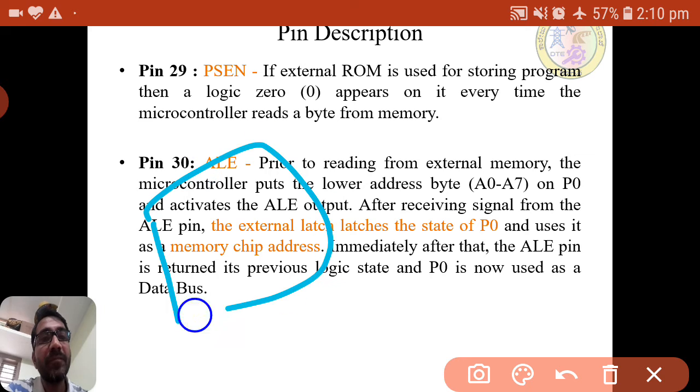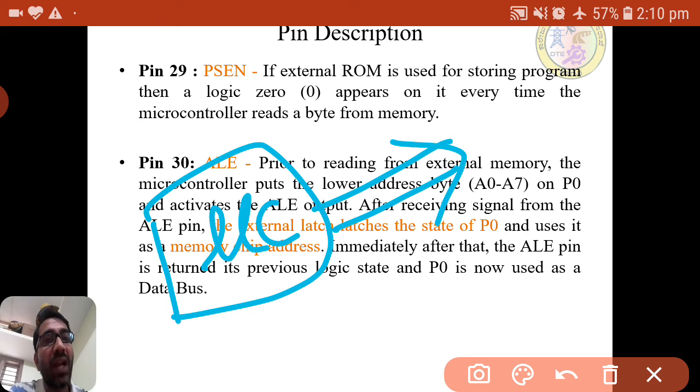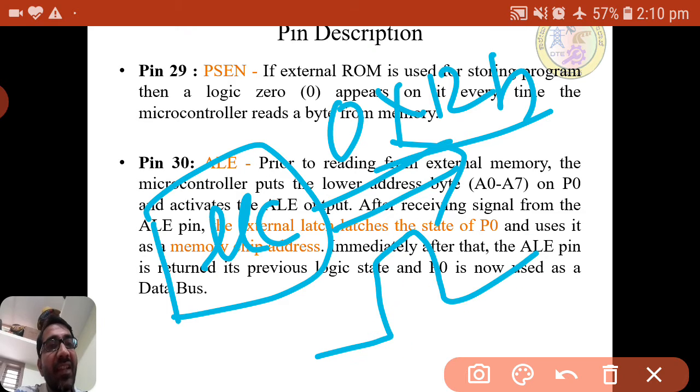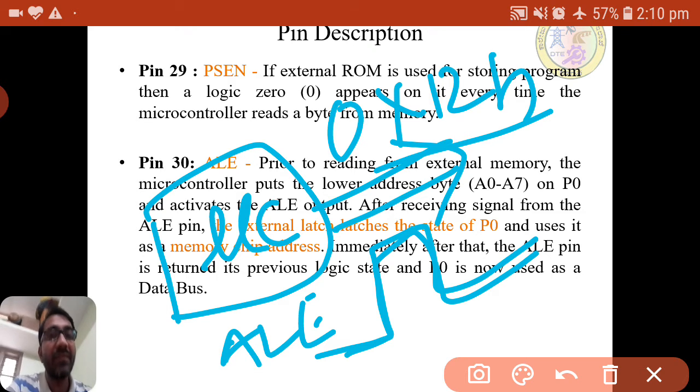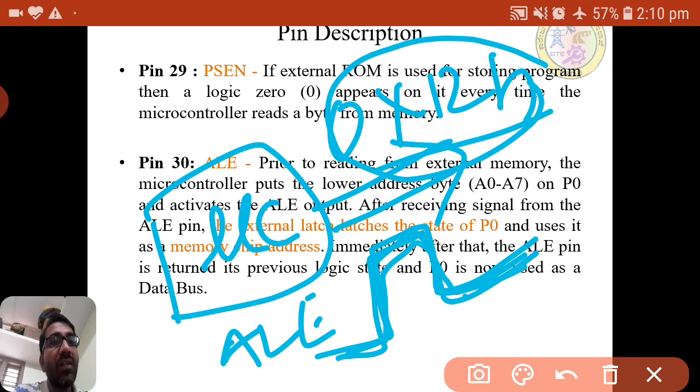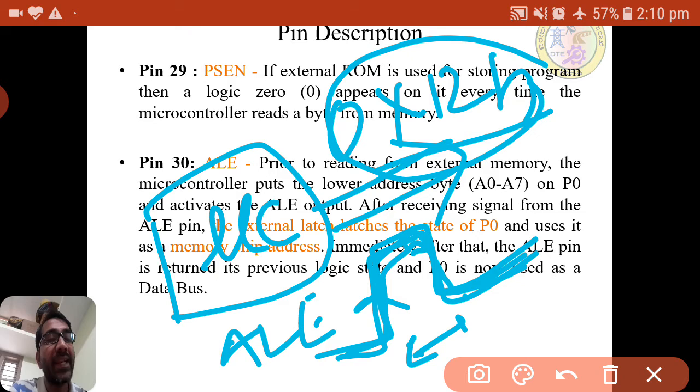Once the microcontroller puts data, for example 12H, onto this bus, after putting this value, it generates ALE, that is address latch enable. If the signal is generated like this, active high, then it will act as an address. During this time, when ALE goes from 0 to high, it will act as an address and it will be latched in the register as an address.